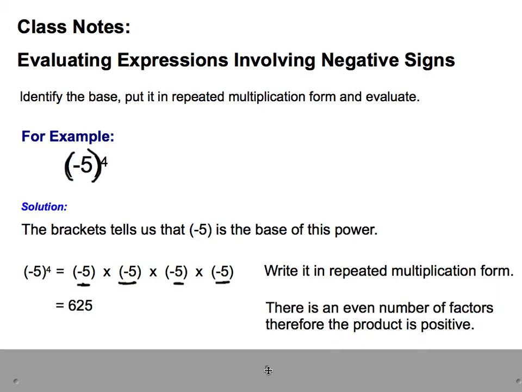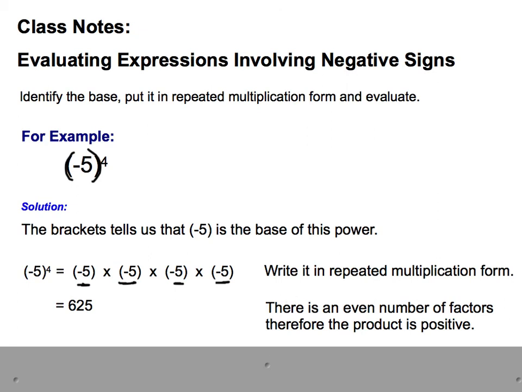So when you write it in standard form, you get 625. Because -5 times -5 times -5 times -5, there's 4 negative integers that are multiplying together. My product will be positive, and 5 times 5 times 5 times 5 is 625.